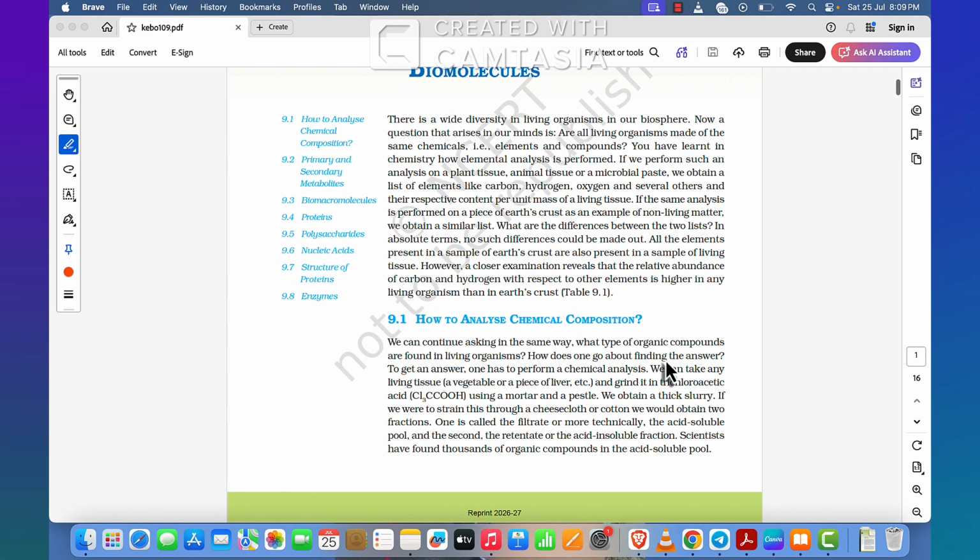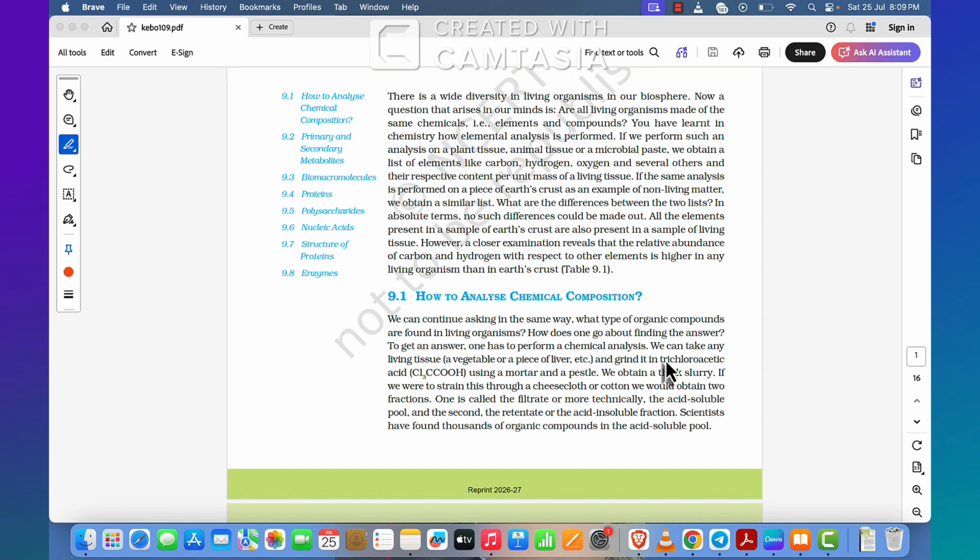There is a wide variety in living organisms in our biosphere. Now, a question that arises in our mind is, are all living organisms made of the same chemicals, elements and compounds? You have learned in chemistry how elemental analysis is performed. If we perform such an analysis on a plant tissue, animal tissue or a microbial paste, we obtain a list of chemicals like carbon, hydrogen, oxygen, and several others and their respective content per unit mass of a living tissue.